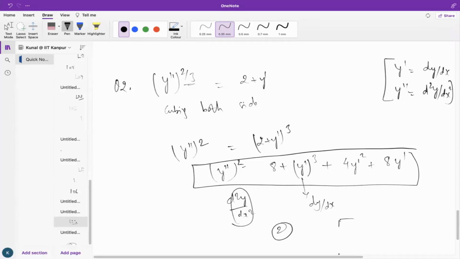So what is the order of this? 2. And the degree is the highest power of the highest order derivative. The highest order is 2, so what is the power on d2y by dx2? 2. So it will be 2. So order 2, degree 2. I hope this was clear to you.